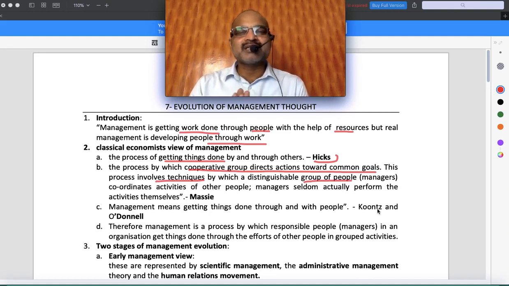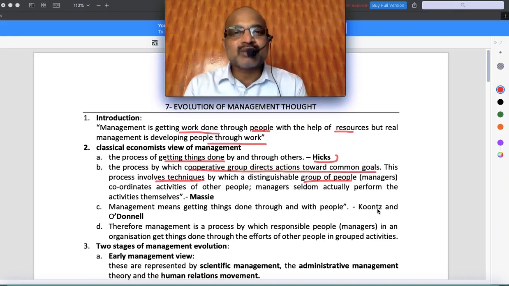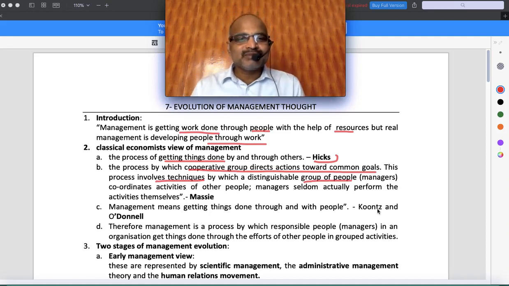Coordinated activity in the sense that it is not possible for one fellow to do things. It is not possible for one manager to do things. It is possible only with the help of different techniques and different people. So this point clearly says that when we use the word techniques, obviously machines and technology are used. When we use the word group of people, there are responsible people who are going to get things done. Understood? So four important things it says.